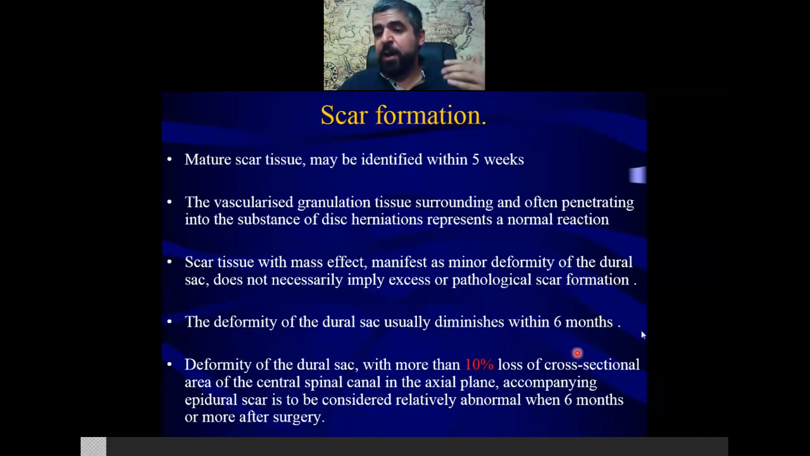So within like 5 weeks to maybe 2-3 months, we will start seeing scar tissue. This is scar tissue. It can have minor mass effect, some deformity of the thecal sac, okay? And this is not necessarily pathological scar formation, not necessarily that it needs some management. We should look for it. The important thing is to look for the scar tissue after 6 months. This is the keyword, 6 months.